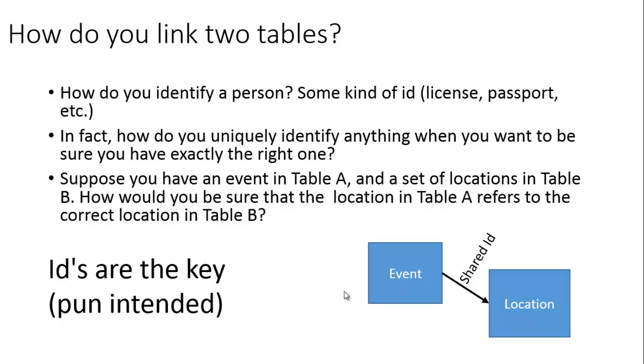They're really important, and they're also the way that we relate Table A and Table B. So here you see in this little diagram here, we have an event table A and a set of locations in table B, an event table and a location table. How do we know that an event refers to a location? We share an ID between those two tables. We list the ID of the location in the event.